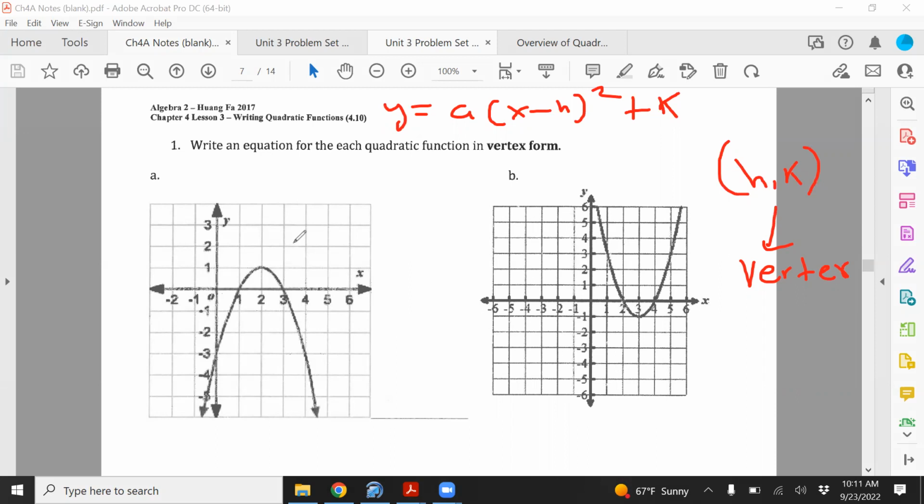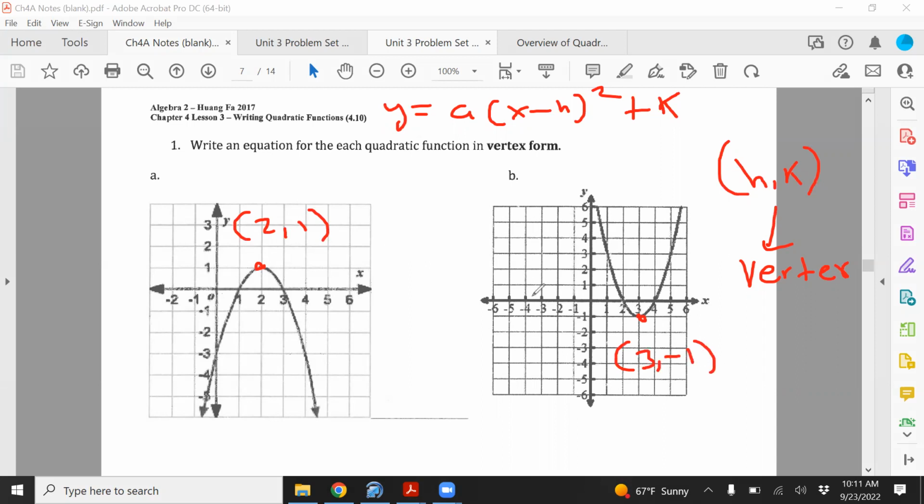So the vertex is the highest or lowest point, right? That's all there is. So the vertex is right here, and for the other one, it's right here. What's going to be the vertex for the graph in A? 2, 1. How about for the second graph? -3. Yep, 3, -1. Perfect.